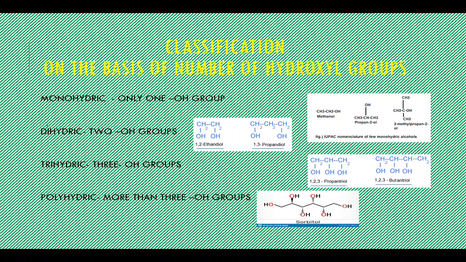Now, first of all, we will go for the classification of alcohols. First, on the basis of the number of the hydroxyl groups present in the organic molecule. If one OH group is present, the alcohols are known as monohydric alcohol. If two OH groups are present, then it will be a dihydric alcohol. If three OH groups are present, we will call it a trihydric alcohol. In case the number of OH groups attached is more than 3, we will call it a polyhydric alcohol.